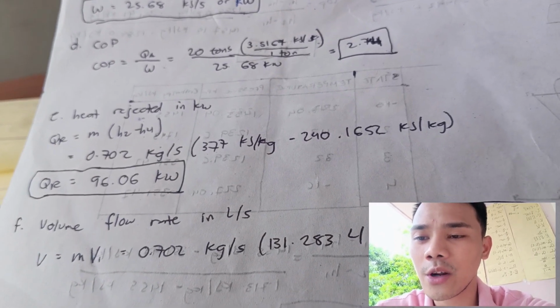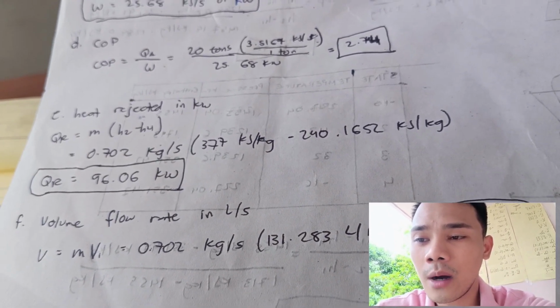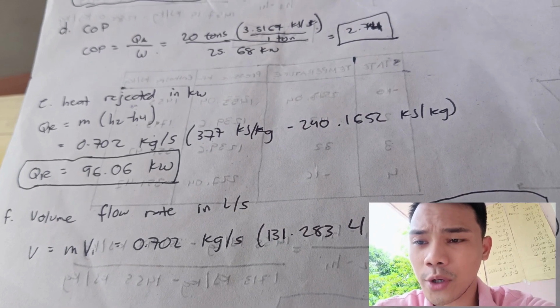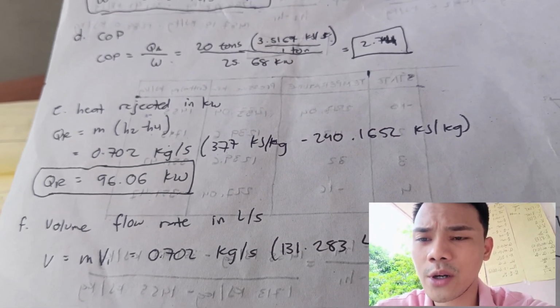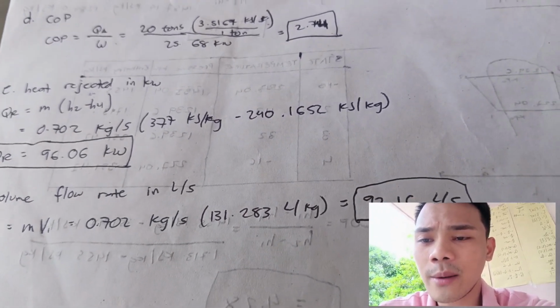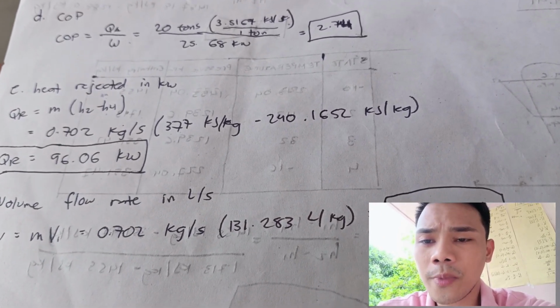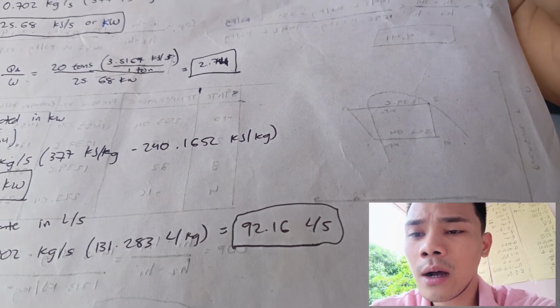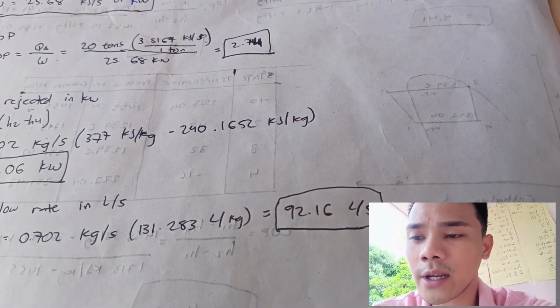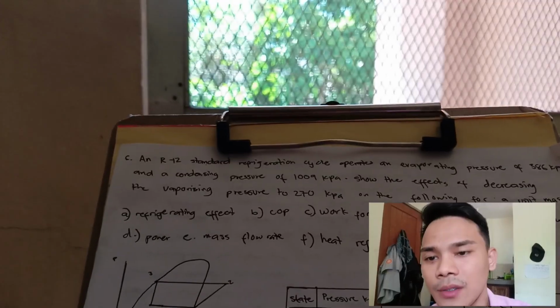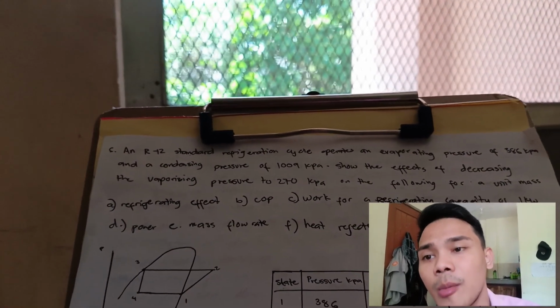So 0.702, natong mass flow rate 0.702 kilogram per second times nato sa 131.283 ang atong V1 liter per kilogram. Then ang atong answer is 92.16 liter per second. So let's proceed now to sample problem number 6.